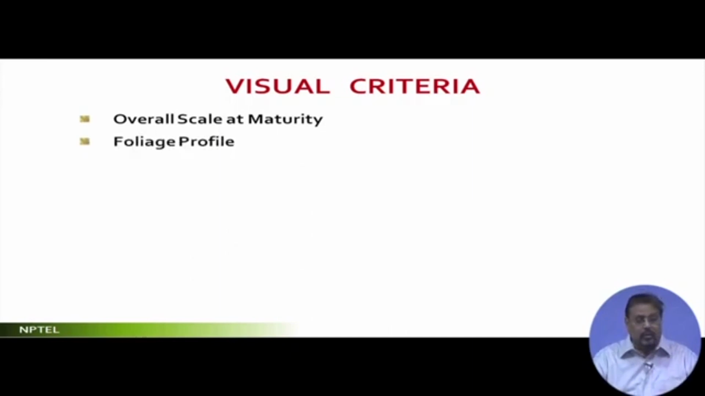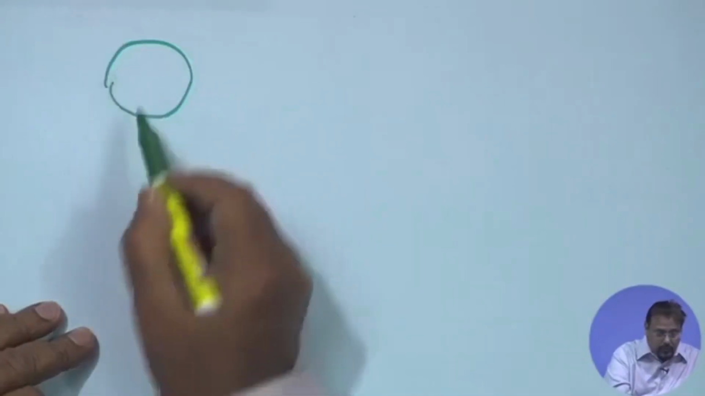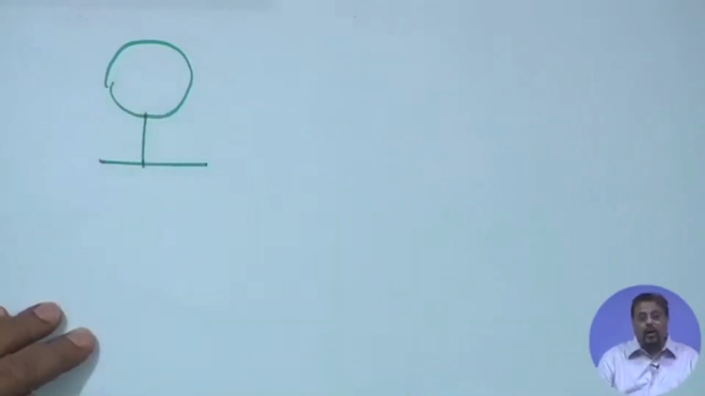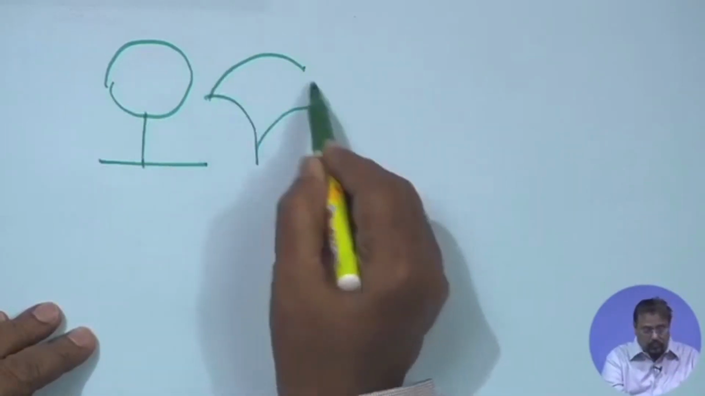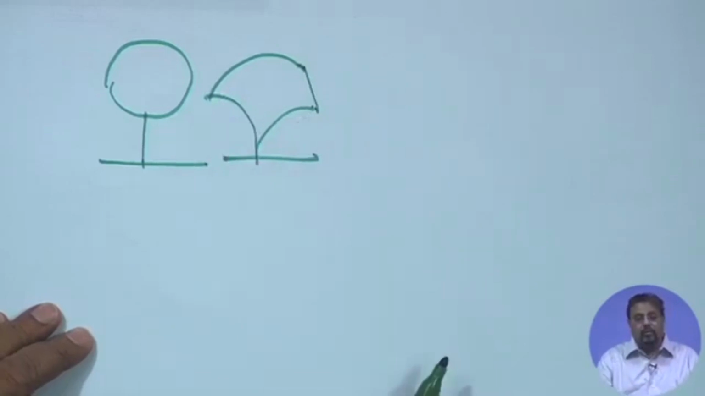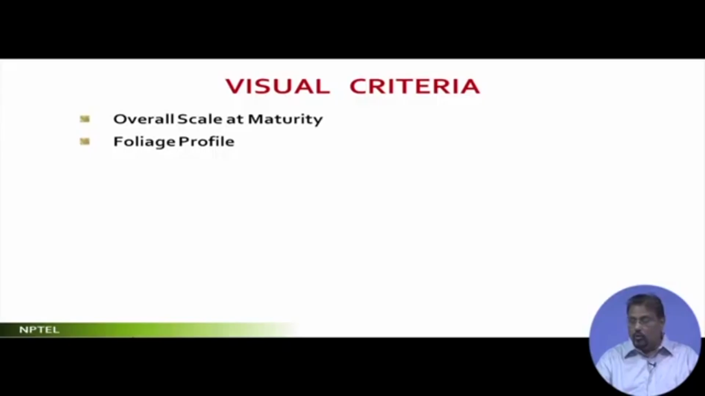One. Then comes the foliage profile. Foliage profile is this, how it looks. I will discuss this in detail in sequence. So you take care of the overall scale at maturity, then the foliage profile, and then you take care of the habit. What is habit?